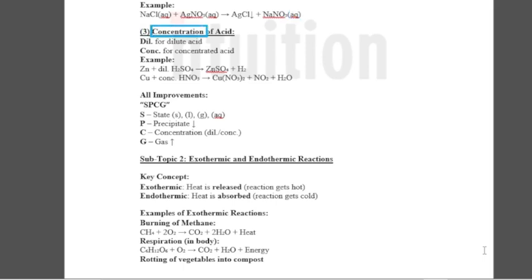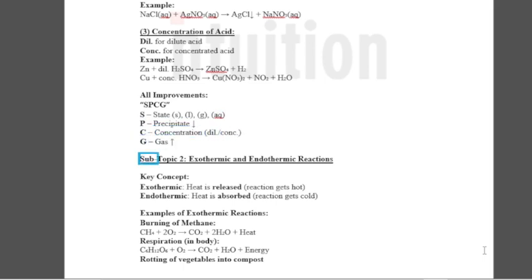Third, concentration of acid: dil. for dilute acid and conc. for concentrated acid. Example: Zn plus dil. H2SO4 gives ZnSO4 plus H2, and Zn plus conc. HNO3 gives Zn(NO3)2 plus NO2 plus H2O. All improvements: SPCG. S, state: s, l, g, aq; P, precipitate; C, concentration, dil. or conc.; G, gas.